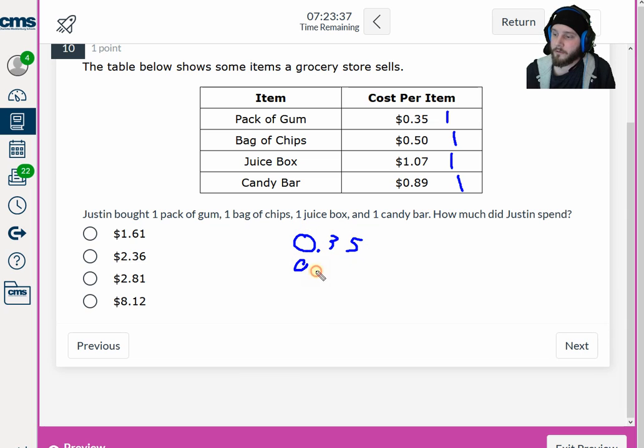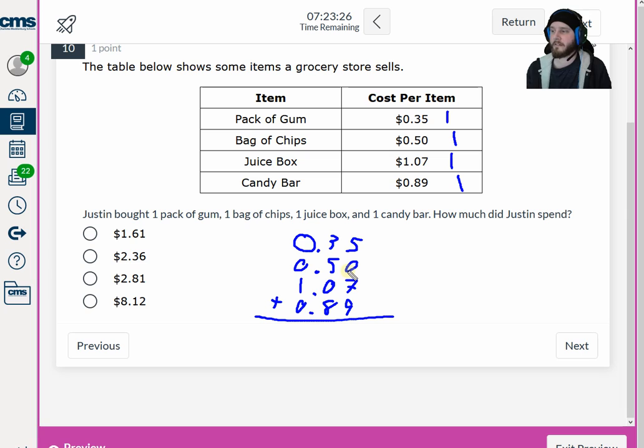0.35, 0.50, $1.07, and 89 cents. Just raw addition. 5 plus 0, 5. 5 plus 7, that's 12. Plus 9 is going to be 21. Carry my 2. 2 plus 3 gives me 5. Plus 5 gives me 10. Plus 0, it's still 10. Plus 8 is 18. So we write our 8, carry my 1. 1 plus a bunch of zeros and 1. So basically 1 plus 1.